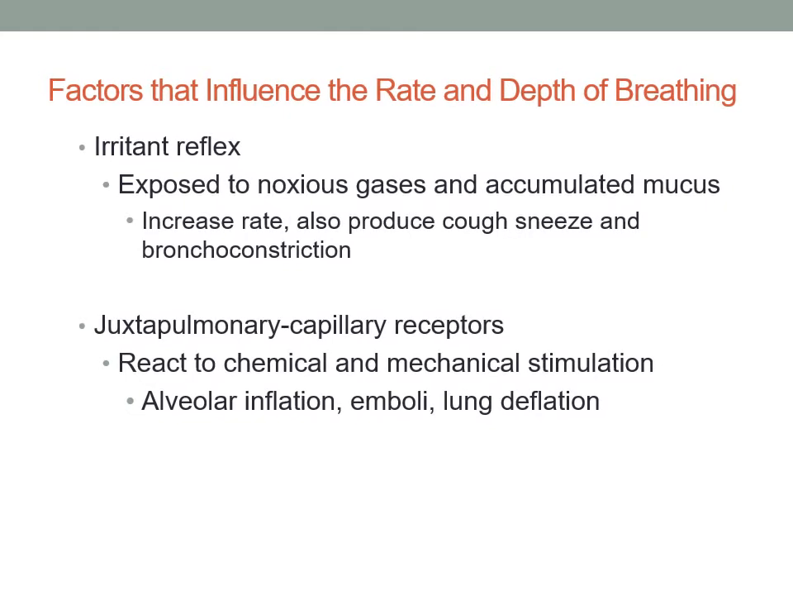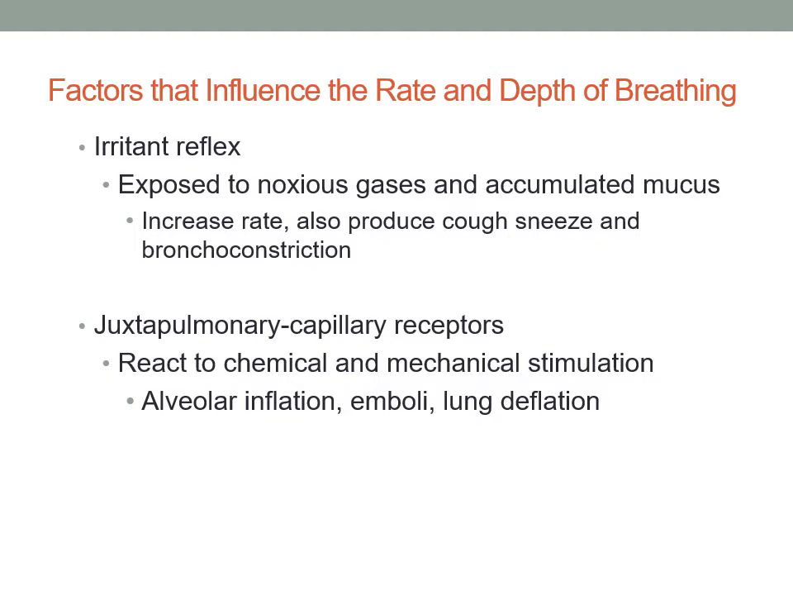When the lungs are exposed to noxious gases or accumulated mucus, the irritant receptors are stimulated. The irritant receptors are subepithelial mechanical receptors that are located in the trachea, bronchi, and bronchioles. When the receptors are activated, a reflex vagal response causes the ventilatory rate to increase. Stimulation of the irritant receptors may also produce a reflex cough, sneeze, and bronchoconstriction.